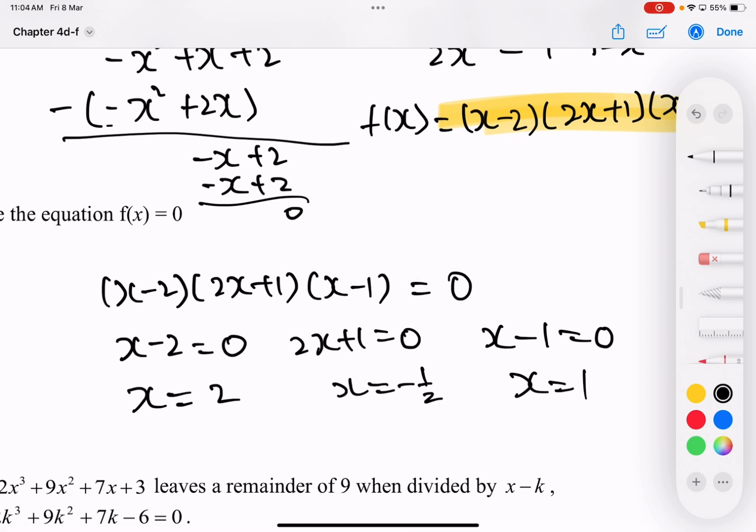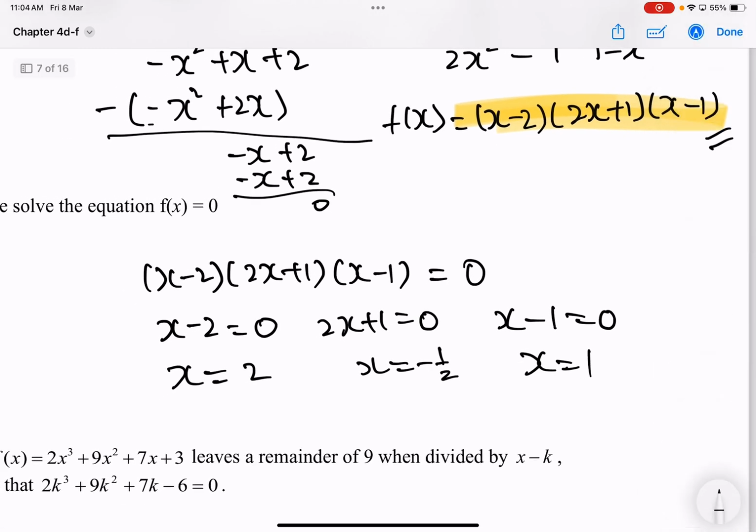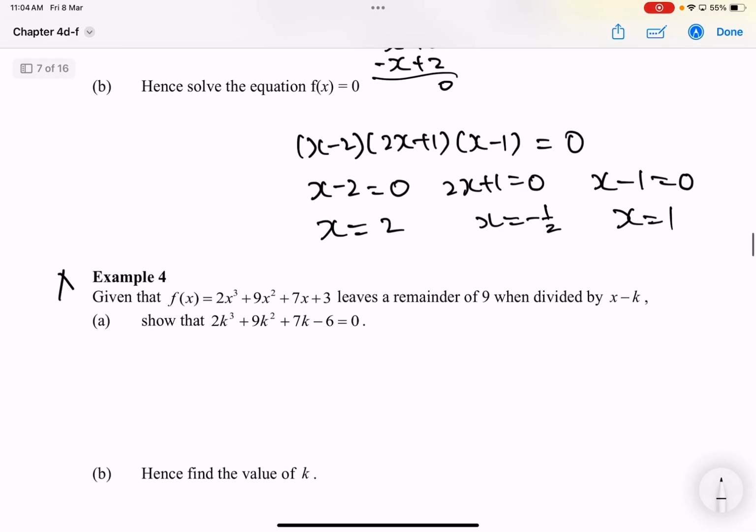Example number 4, the next example is very important. Can you put a star beside it? Very, very important. This one, I need you guys to pay 110% attention, because if you do not pay attention, you do not know how to do it. You really don't know how to do it.